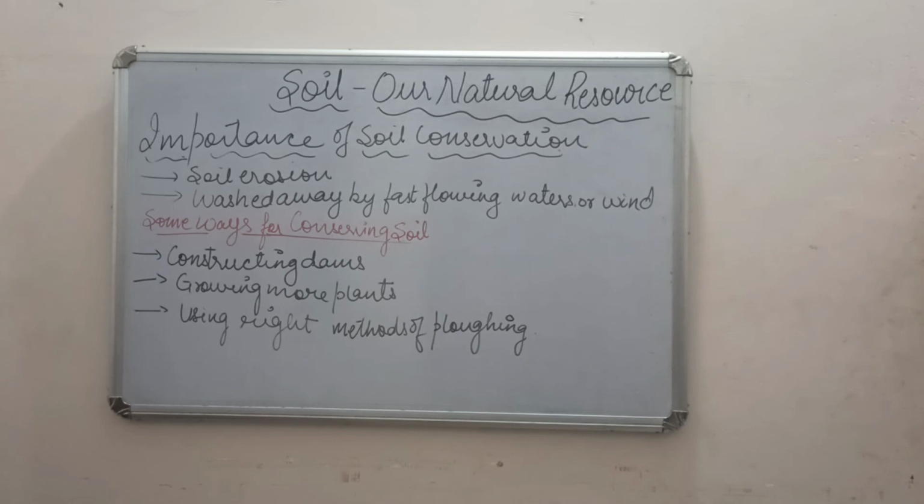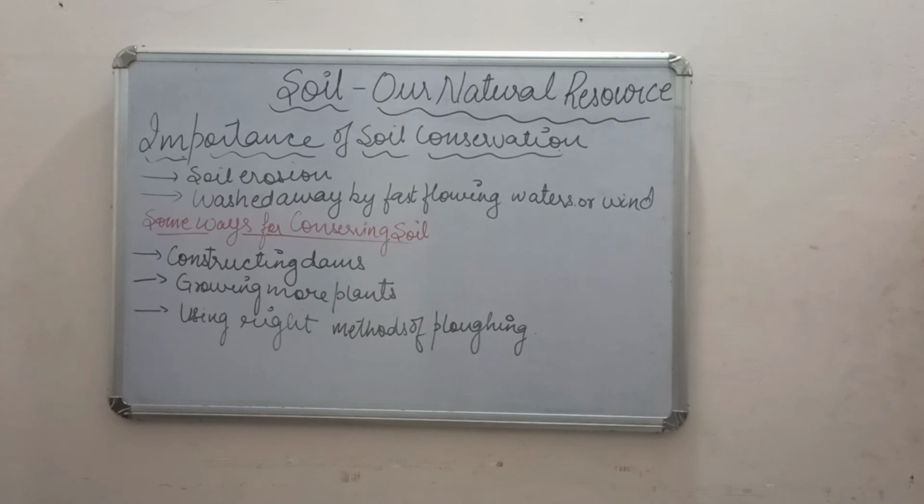This can be done by controlling floods and planting trees. Controlling floods means, I'll tell you, constructing dams. So let us see some of the ways of conserving soil. First, constructing dams on rivers. You have already learnt in the chapter on water resources the different dams, Hirakud Dam, Bhakra Nangal Dam. So these dams help in conserving the soil.